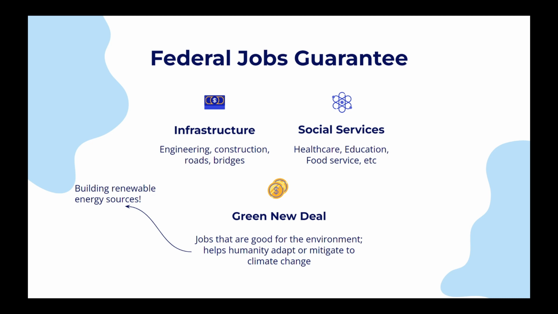There's also, and this one is the most important, the Green New Deal. This would involve jobs that are good for the environment and or jobs that help humanity adapt to or mitigate climate change. An example of a Green New Deal would be building renewable energy sources, so building technology that would be environmentally friendly and green. So these are examples of the federal jobs guarantee.